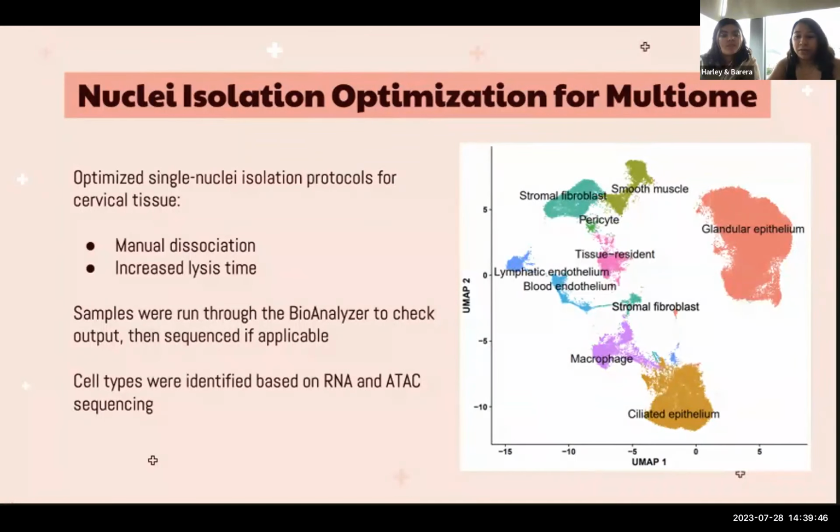We ran those samples through the Bioanalyzer to see how effective each trial was, and those are set to be sequenced. And with this, we can get a better idea of what cell types are present using ATAC and RNA sequencing. And we've already begun to see some different cell types like glandular epithelium and macrophage tissues.